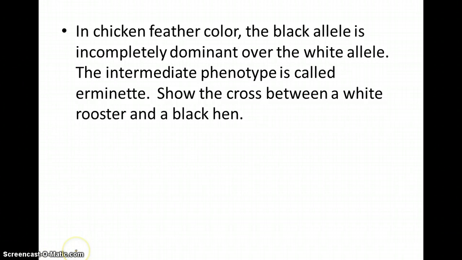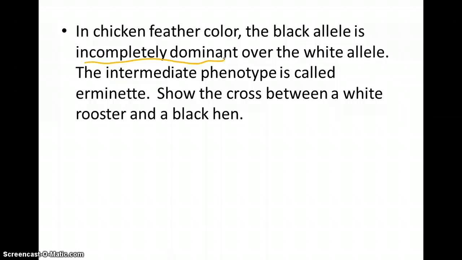For these, we need to read the problem carefully because it's usually going to tell us the inheritance pattern in the problem. So in this case, in chicken feather color, the black allele is incompletely dominant over the white allele. The intermediate phenotype is called erminette. Show the cross between a white rooster and a black hen.